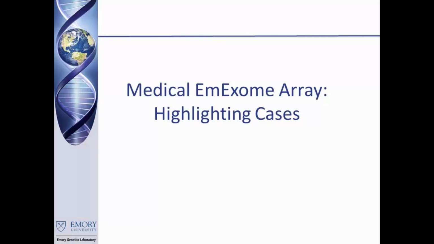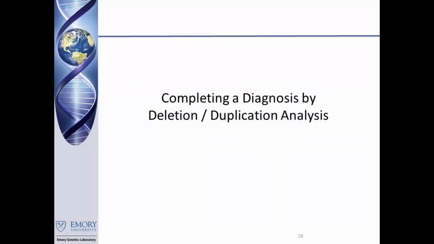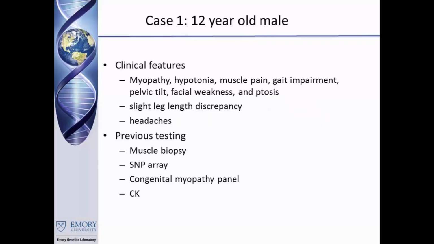But these 3 cases also demonstrate the sensitivity of the array. And by that I mean going down to a single exon deletion across all 3 cases I'm going to show you. So the first example is completing the diagnosis by doing a deletion duplication analysis. Now in this case, it's a newly described gene. The mutation spectrum was not really known.